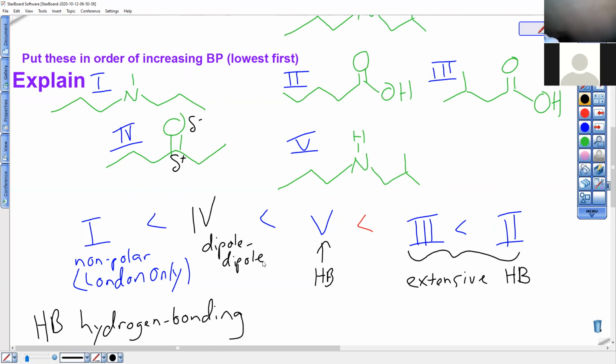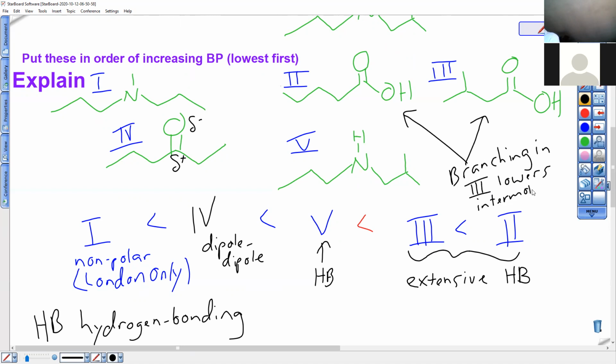And then these 2 molecules here, same mass, same functional groups. That's the only time you look at branching. Branching in 3 lowers intermolecular forces. Why? Because the molecules can't get as close to each other. That's why. So this would be a complete answer in what would be, what, a 6-point question at least.